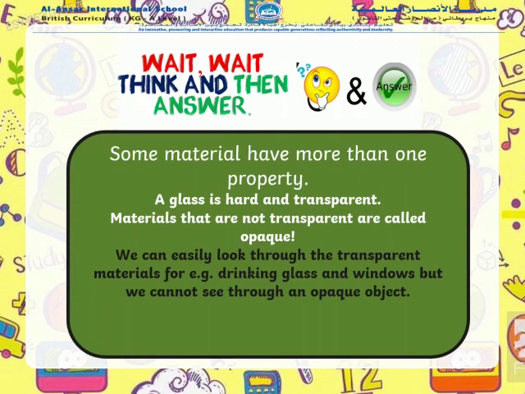Remember, some materials can have more than one property. Just like glass, it's transparent. At the same time, it is also hard. So, transparent things are also called opaque. We can easily look through it. Go grab a drinking glass at your home. Can you look through it? Stand near your window. Can you look through your window? Why or why not? Talk about it.